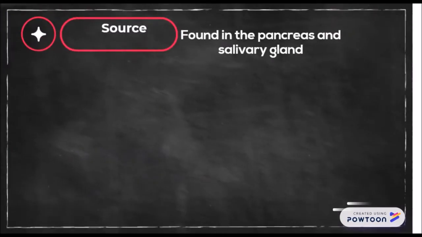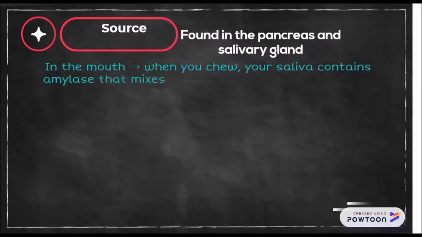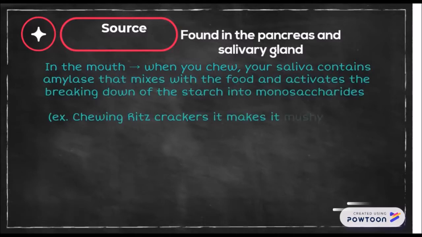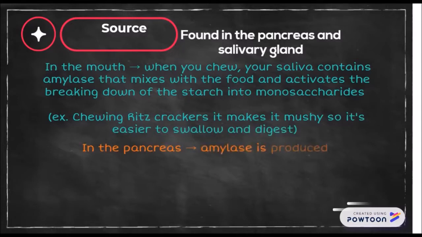Source. Amylase is found in the pancreas and salivary glands. In the mouth, when you chew, your saliva contains amylase that mixes with the food and activates the breaking down of the starch into monosaccharides. So for example, when you chew Ritz crackers, it makes it mushy so it's easier to swallow and digest.